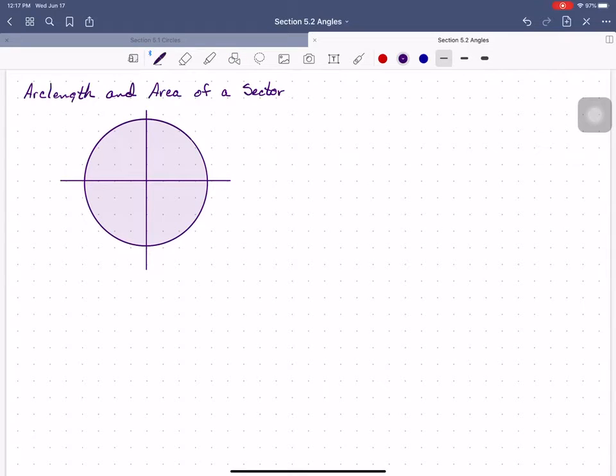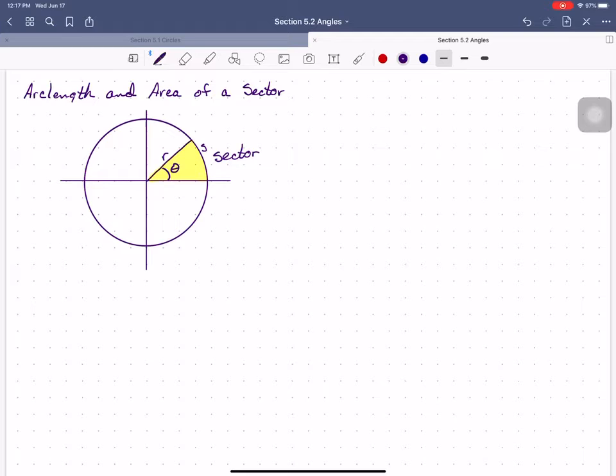Okay, so I've got here a whole circle. But if I talk about just this portion of my circle, and understand I drew this in standard position. Sectors don't have to be in standard position. They can be anywhere around the circle. This is a sector. It's subtended by an angle theta. The circle has a radius of r, and we could calculate the arc length of this sector.